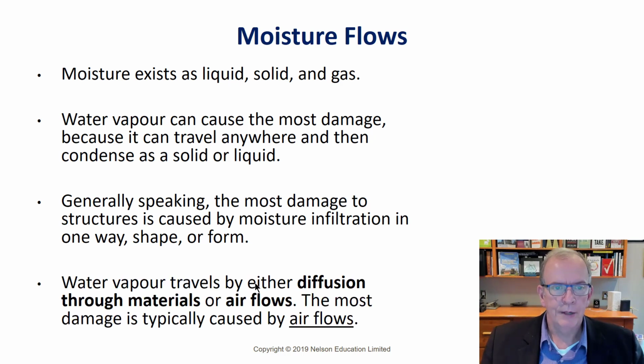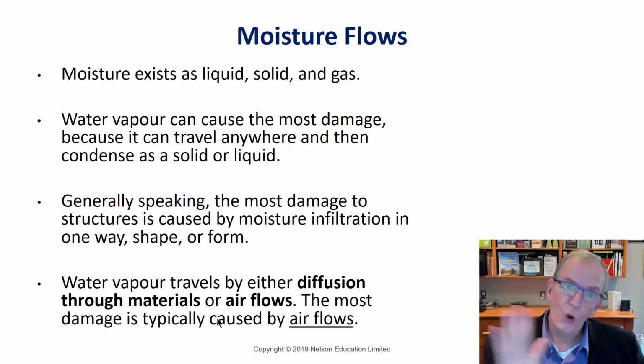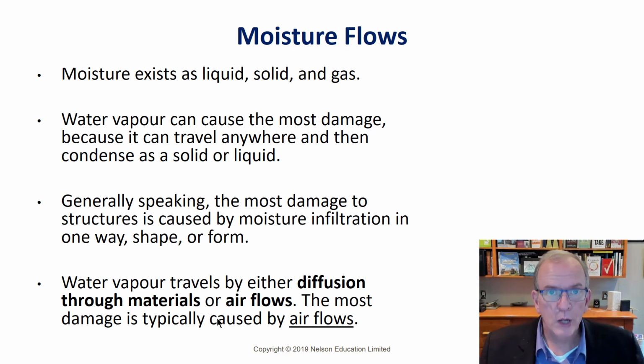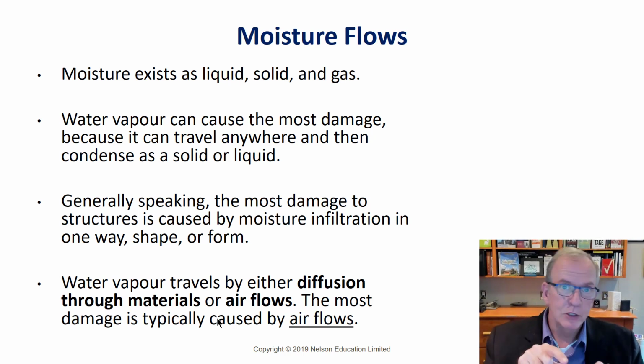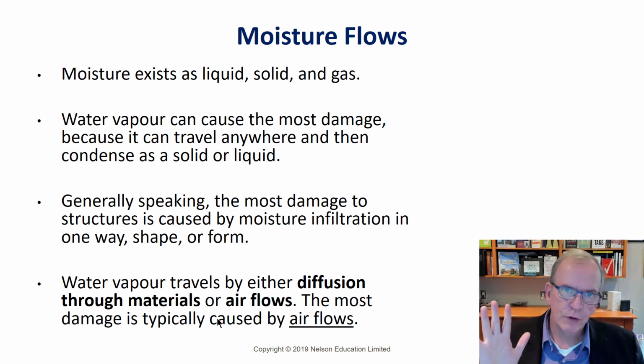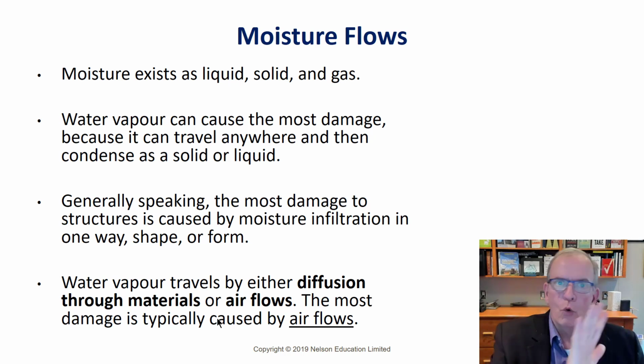That's what's going on. So water vapor travels either by diffusion through materials or airflow. So it can go right through materials. It can diffuse right through something like drywall. But most of the damage is caused by airflows. So usually it's the holes in the seams and the joints and around the electrical outlets and things like that. You get airflows going through. It's not as much of a problem going through the whole surface of a material. Can be sometimes, but generally not.